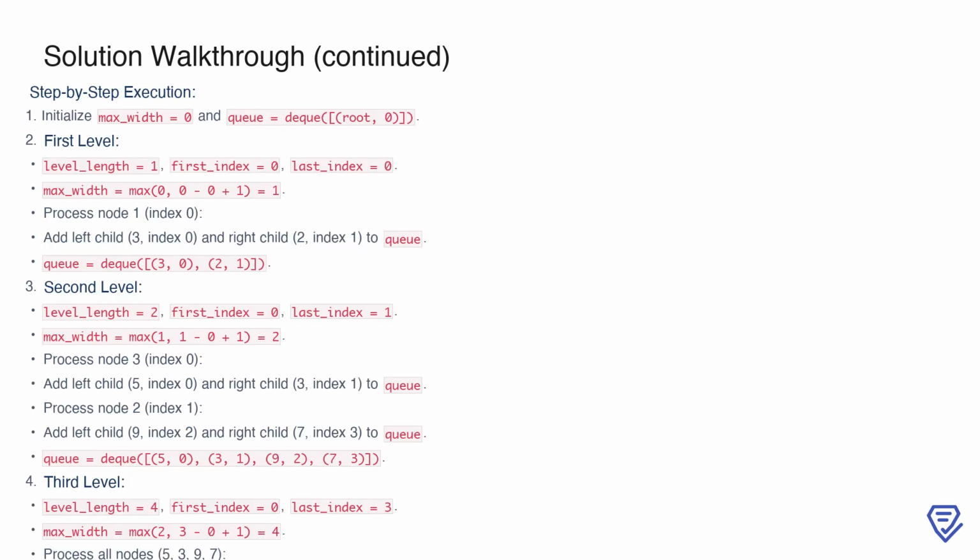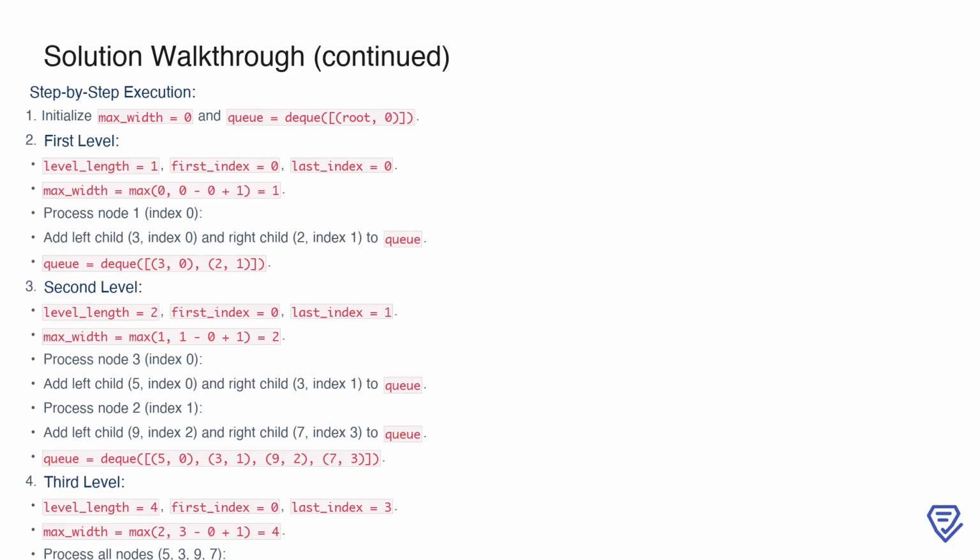Now, let's look at a full binary tree example. We start with the root node, initializing max_width to 0 and the queue with the root node at index 0. At the first level, there is only one node, so level_length is 1, and first_index and last_index are both 0. The width of this level is 1, which updates max_width to 1. Processing node 1, we add its left child, node 3, with index 0, and its right child, node 2, with index 1, to the queue. At the second level, the level_length is 2, with first_index at 0 and last_index at 1. The width of this level is 2, so max_width is updated to 2.